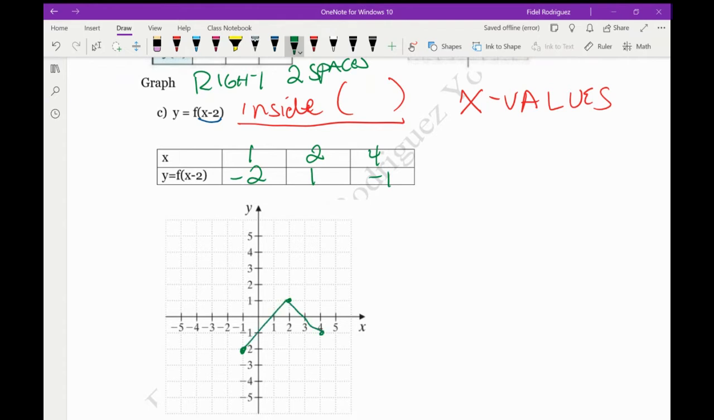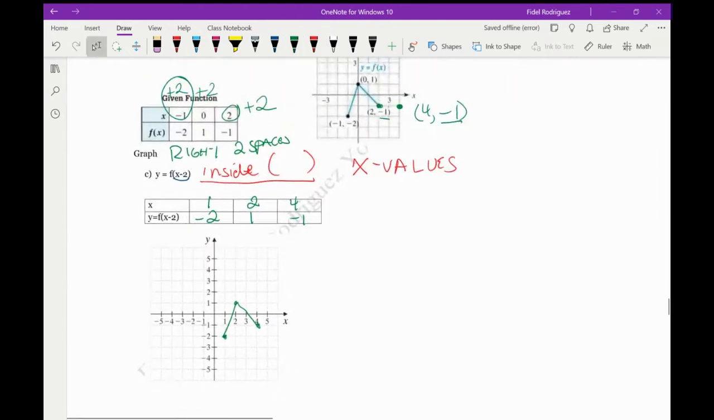And so, oops, I made a mistake. Try that again. Okay, 1 and negative 2 is right here. Here we go. 2 and 1 is right there. And 4 and negative 1 is right here. Thought it looked a little different. And there's our graph. And again, all we did is we moved it to the right 2 spaces, okay?